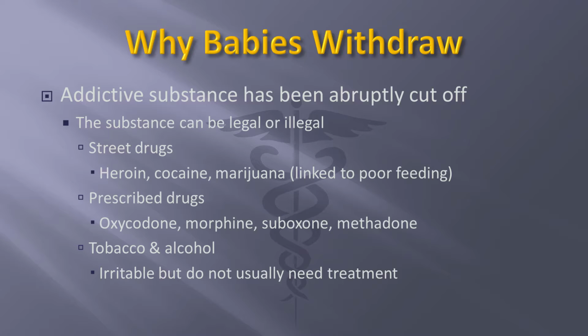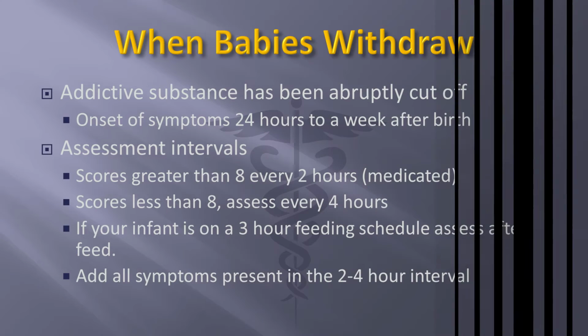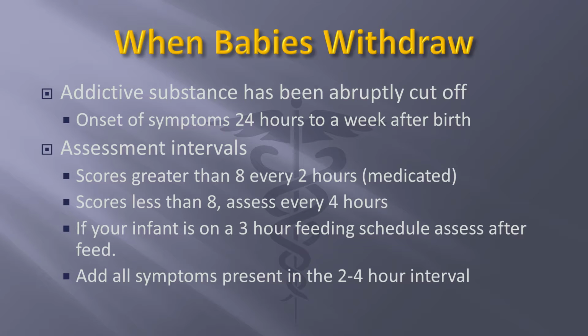Some of the examples of substances that they can be exposed to are opiates, different types of street drugs, prescription drugs like oxycodone, morphine, Suboxone, and methadone, tobacco and alcohol. And so usually we'll see an onset of symptoms for this somewhere between 24 hours of life and even up to as long as a week. So we have to know what these symptoms look like, and we'll utilize a tool to help us give the baby a score to decide whether or not they need some sort of withdrawing medication for their safety.